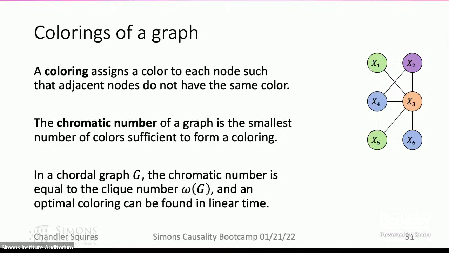It is very convenient for chordal graphs that the chromatic number is actually equal to the clique number. So the clique tells you how many colors you have to use, and then you can be clever and reuse those colors that you used on the largest clique throughout the graph. And again, this will actually be used computationally. The next algorithm is being able to find an optimal coloring of a graph, so a coloring with the smallest number of colors. And that can also be done efficiently for chordal graphs.